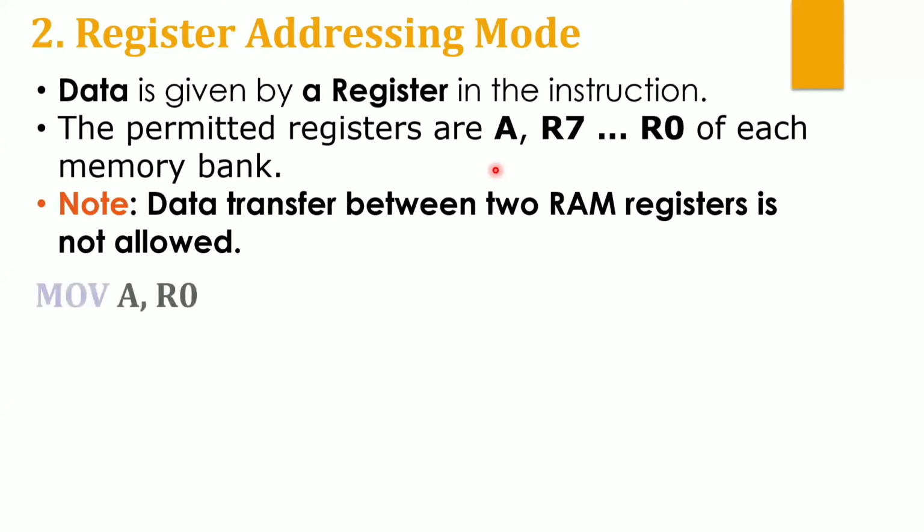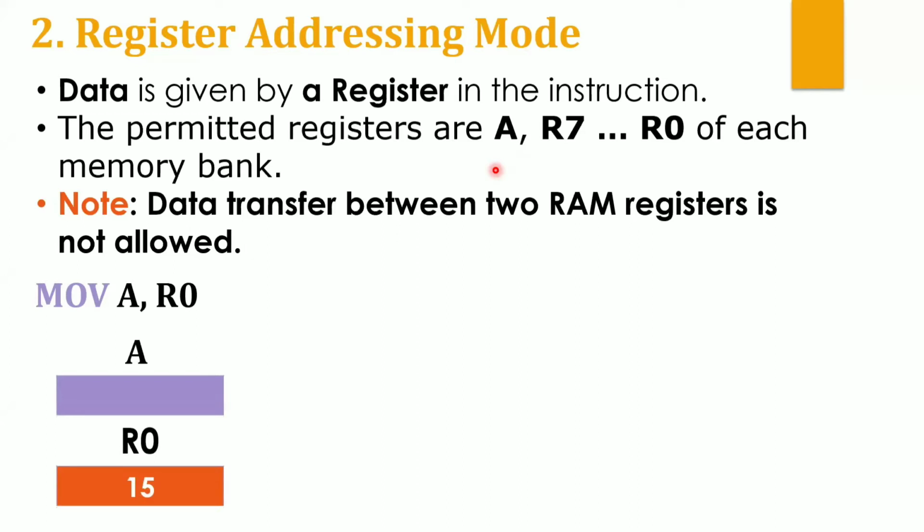Now, take one example: MOV A, R0. Assume there is no data present in the A register, and R0 consists of some value like 15. Why 15? It is an 8-bit number, because R0 is an 8-bit register. After executing MOV A, R0, what will be the contents of A? 15, because we copy the contents from R0 and paste them into A. So what will be the contents of R0? We are doing copy-paste, not cut-and-paste. That's why the R0 contents will not change, right?